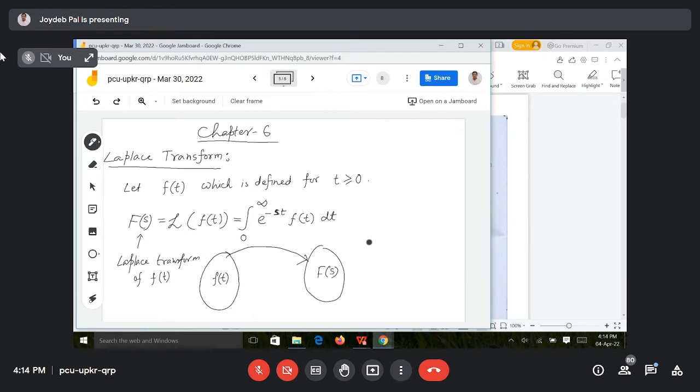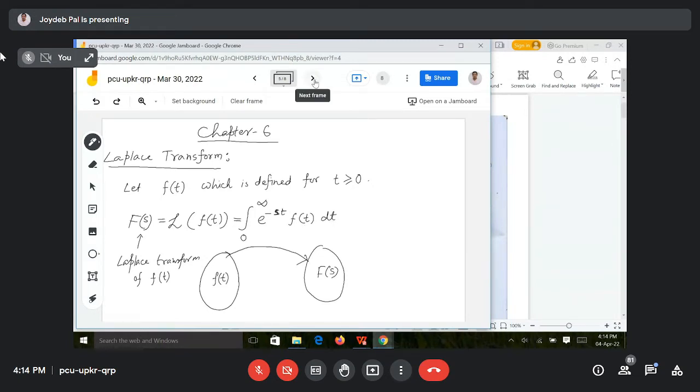So this is the notation for Laplace transform. Laplace transform is denoted as capital F(s) or L of f(t), and it is defined as the integral 0 to infinity e to the power minus st f(t) dt.